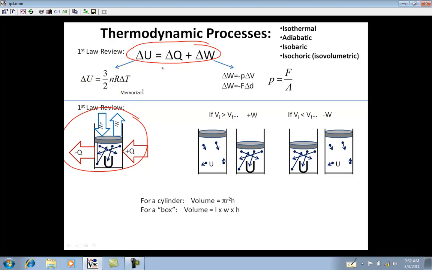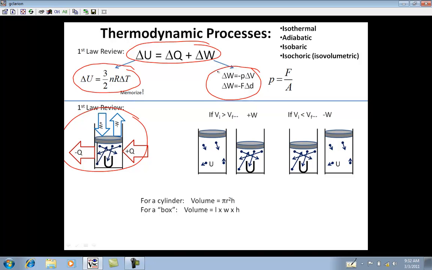Now, as far as a first law equation goes, what we have right now is this equation that needs to be memorized. For some crazy reason, that's not on the equation sheet. That tells us the internal energy. There are a couple of equations, and these won't be the only ones, that also help us out with the work.